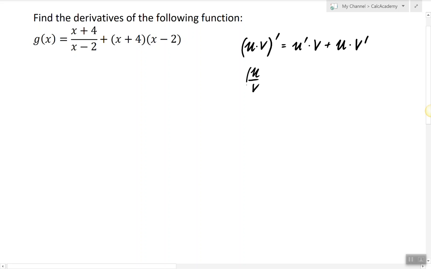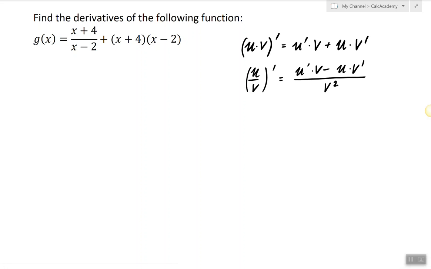And when finding the derivative of a quotient, take the derivative of the first function multiplied by the second, take away the first function multiplied by the derivative of the second function, and divide all that by the second function squared. So when applying the product and the quotient rule, it's very important to identify the components of the product and the quotient.